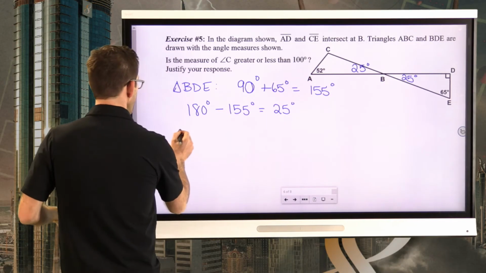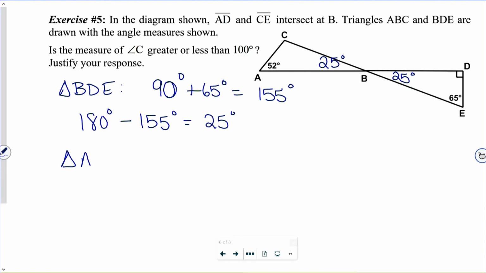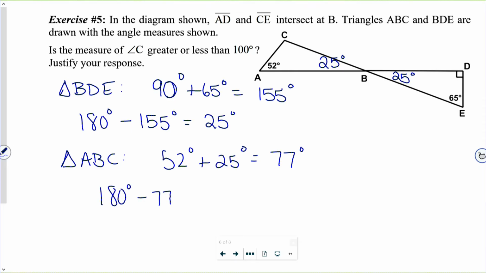So let me now play around with triangle ABC, where I know I've got a 52-degree angle plus a 25-degree angle. And of course, you could certainly do a lot of this on your calculator, but as much as you can in your head, that's good. So that's 77 degrees. Now I can take 180 degrees and subtract the 77 degrees, and I get 103 degrees. That means that's got to be what the measure of angle C is.